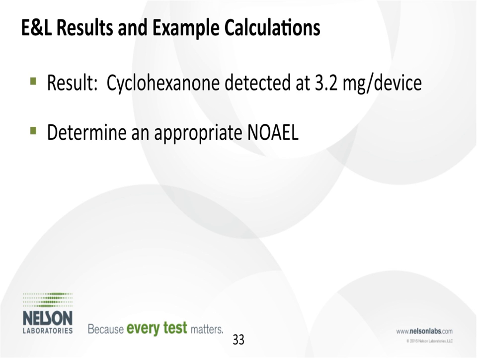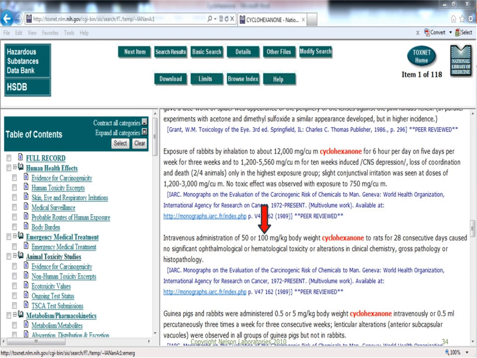Okay, so we have a result of cyclohexanone detected at 3.2 milligrams per device. And let's just say that this particular device was a limited contacting device, so less than 24 hours, and it just contacts the skin. How do we go about determining what is a safe level? So let's first give a quick example of the literature that was researched. Cyclohexanone happens to be a common chemical, so we can use some of these government-provided data banks that are available that summarize some studies for cyclohexanone.